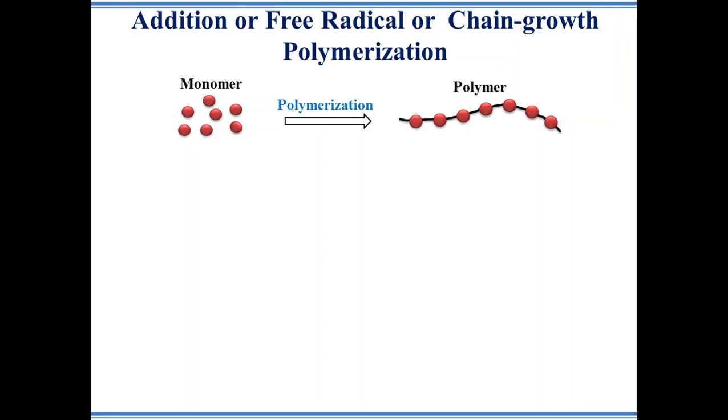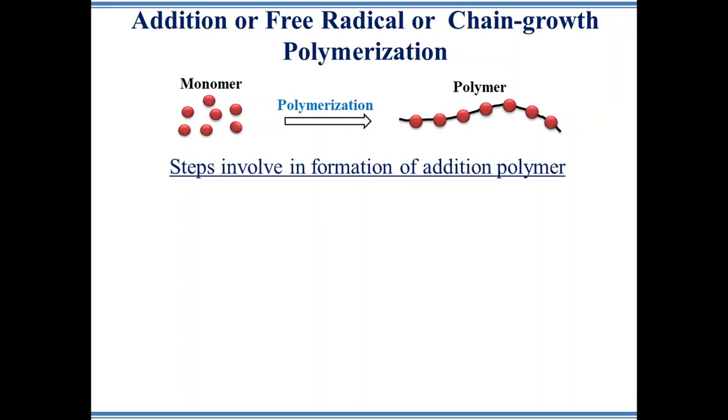Based on reaction kinetics, polymerization reactions can be classified into addition and condensation polymerization. Addition polymers form by successive addition of monomer molecules onto the reactive ends of a growing polymer. This process is similar to adding links onto a chain and therefore is called chain growth polymerization.